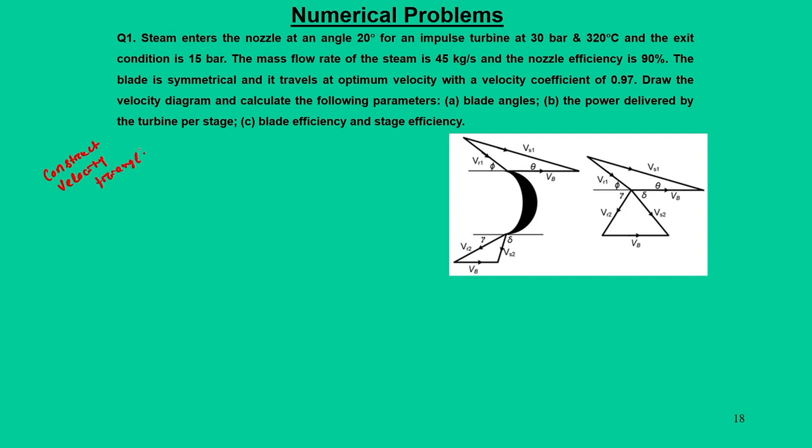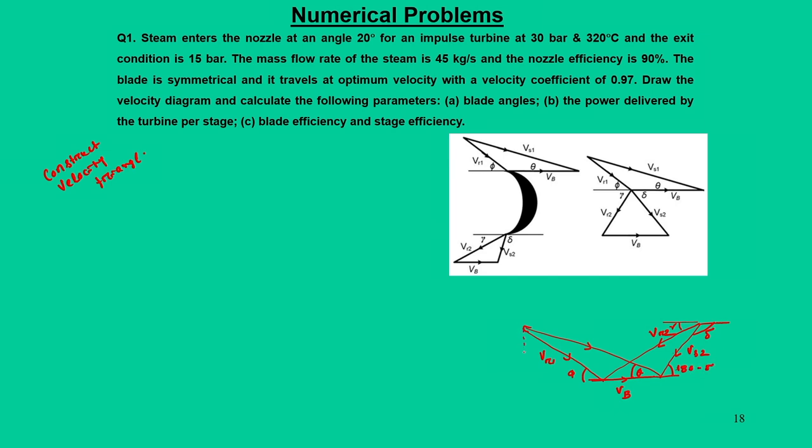So, a simplified way of constructing the velocity triangle is to merge both inlet and exit conditions in a single graph. In both the inlet and the exit, the common is VB. So, we say that VS1 comes and this angle is theta, then we have VR1. This angle is phi, then we have this VS2 and VR2, and this angle is delta, this angle is gamma, and this angle would be 180 minus delta.